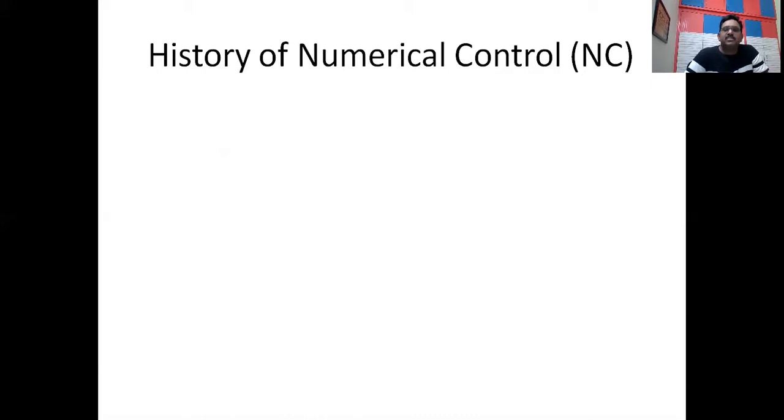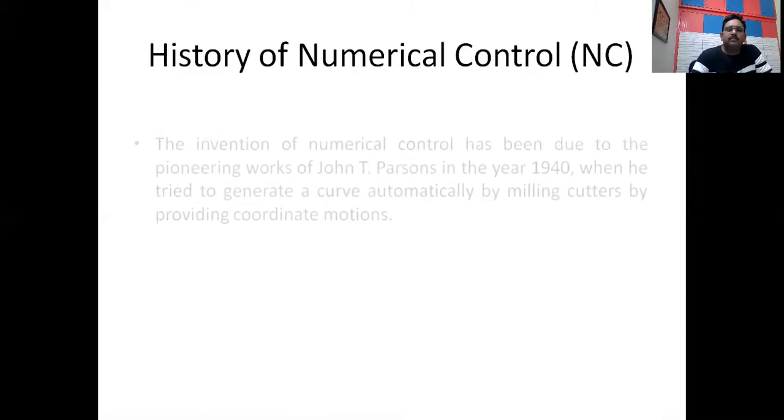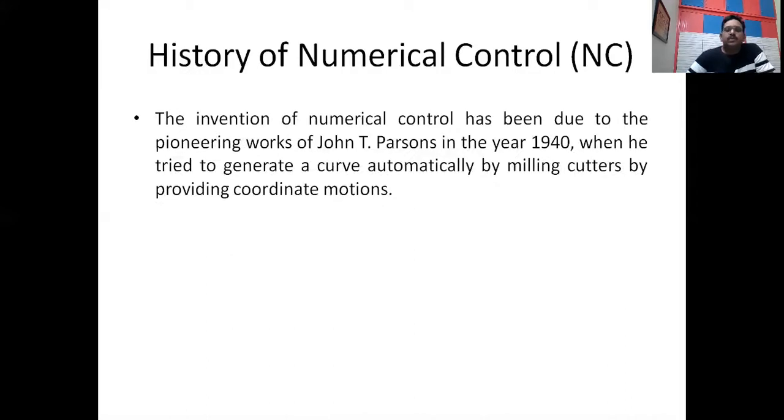Now let us see the history of numerical control, or the evolution of numerical control. The invention of numerical control was due to the pioneering work of John T. Parsons in the year 1940, when he tried to generate a curve automatically by milling cutters by providing coordinate motions. This is the first step in numerical control.